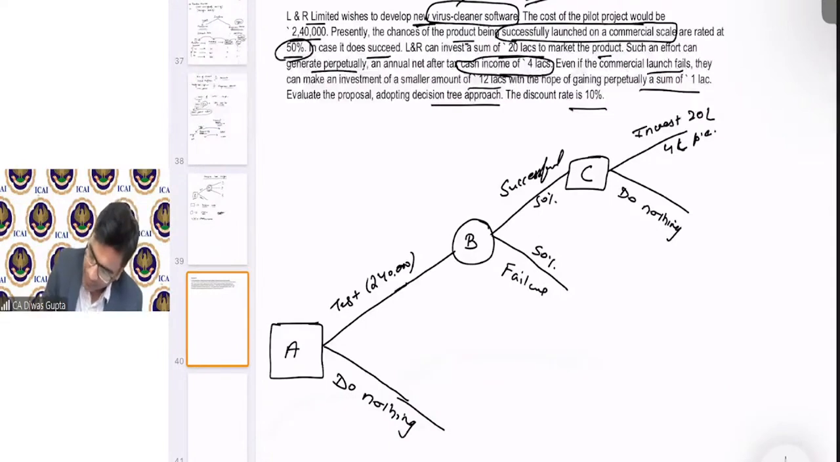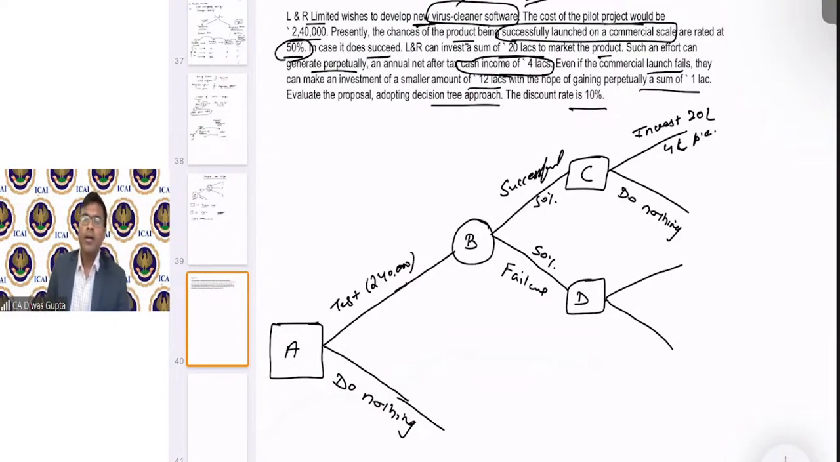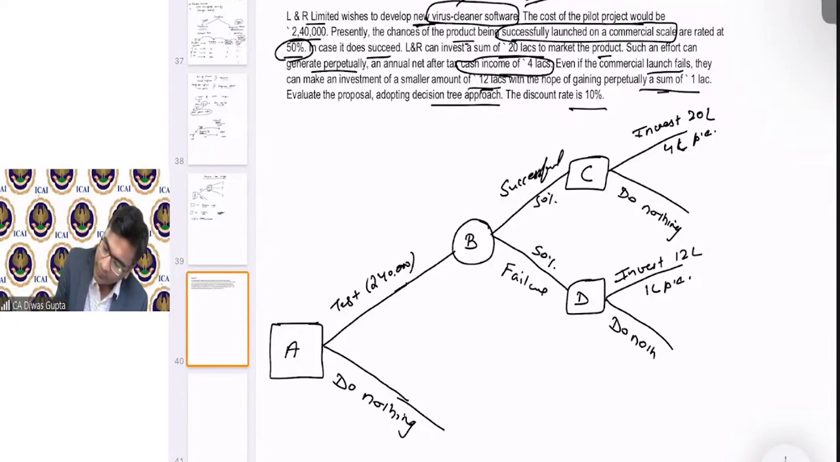Just see, okay? Then if there is a failure, then also I have two options. If the test run fails, then also I have two options. I have to take a decision whether I invest 12 lakhs and get 1 lakh per annum perpetually, correct? 12 lakhs and 1 lakh per annum, or do nothing. Perfect. The decision tree is fine.